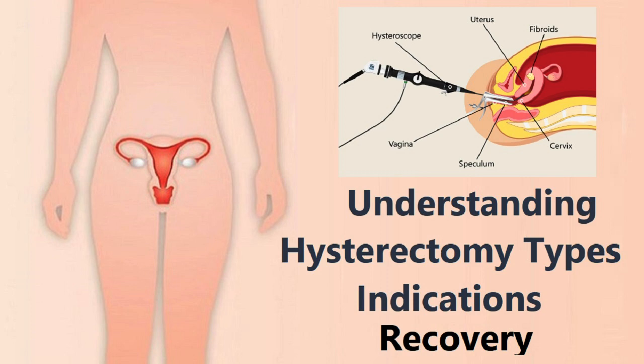Vaginal bleeding or discharge is normal after a hysterectomy and may last for several weeks. Patients are advised to use sanitary pads and avoid tampons during this time. 5. Sexual activity. Sexual activity should be avoided for several weeks following the surgery to allow the body to heal fully. 6. Emotional support.